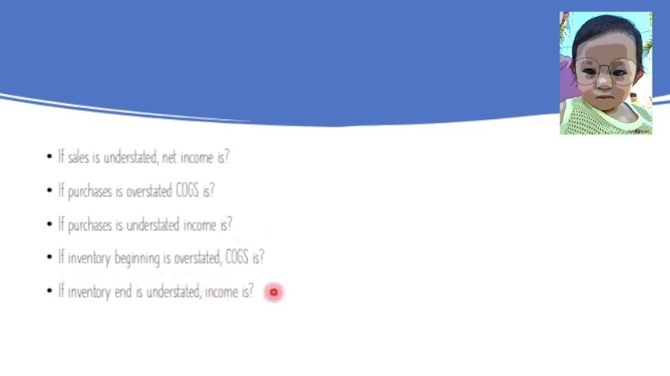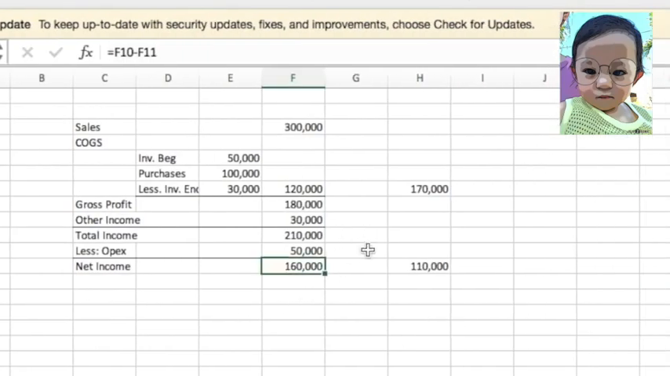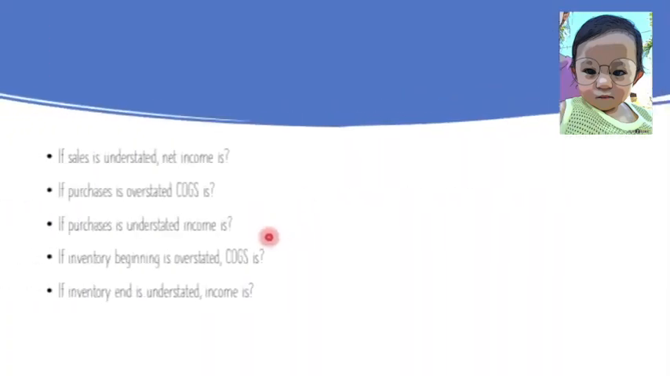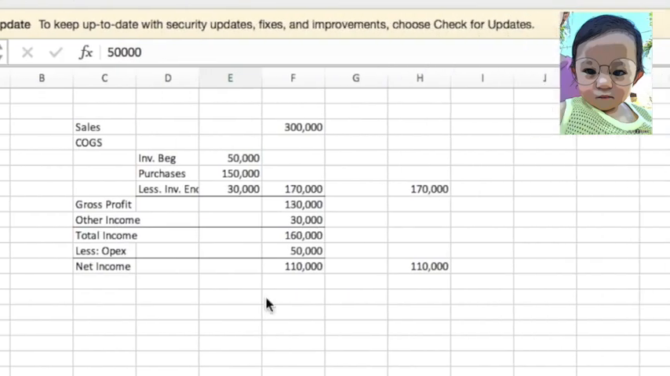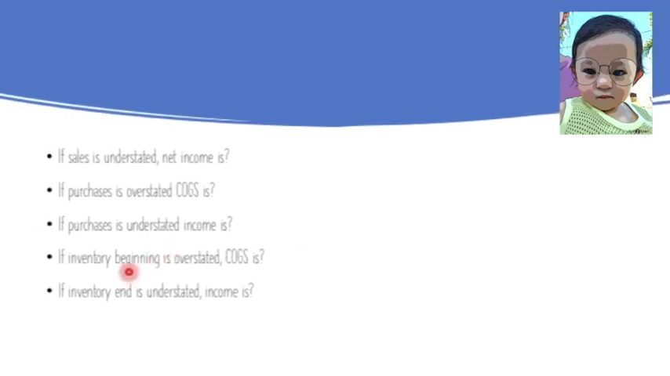If inventory beginning is overstated, how does it affect cost of goods sold? You have inventory of 50,000 and cost of goods sold of 170,000. Let's overstate beginning inventory and make it 100,000. Your cost of goods sold went up from 170,000 to 220,000. So if beginning inventory is overstated, cost of goods sold is also overstated. That means they are directly related.